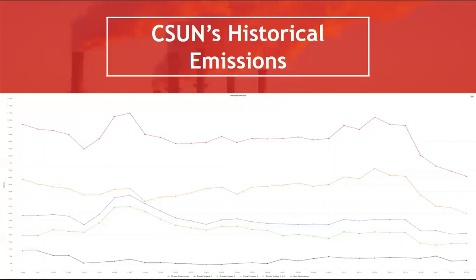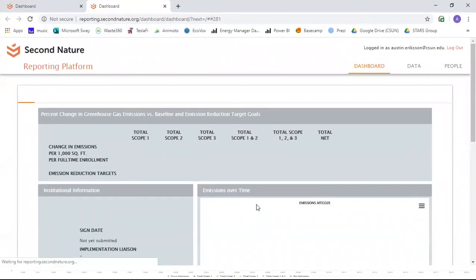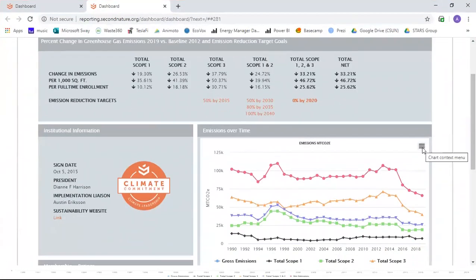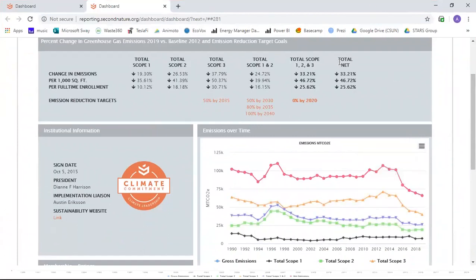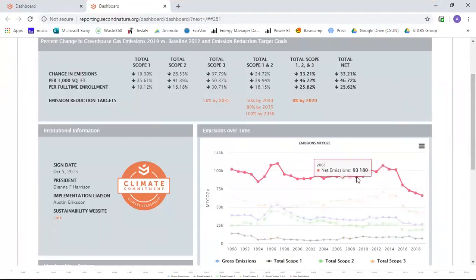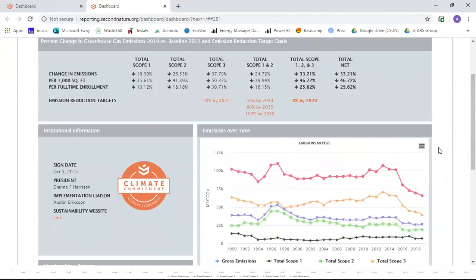All right, so I wanted to jump into our historical emissions to kind of give you folks an idea of what that looks like for our campus. Let me let this load here. This is our Second Nature reporting platform. Second Nature is the entity that our campus signed our climate commitment with. We report on an annual basis our total greenhouse gas emissions broken up by scope.